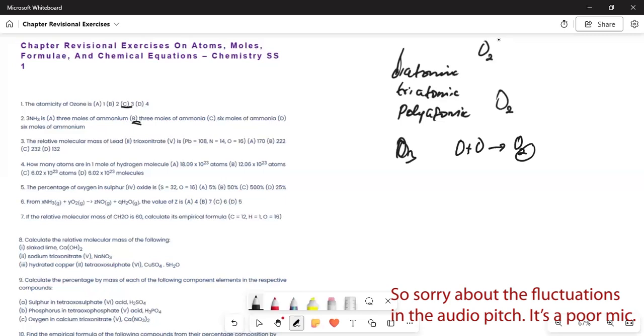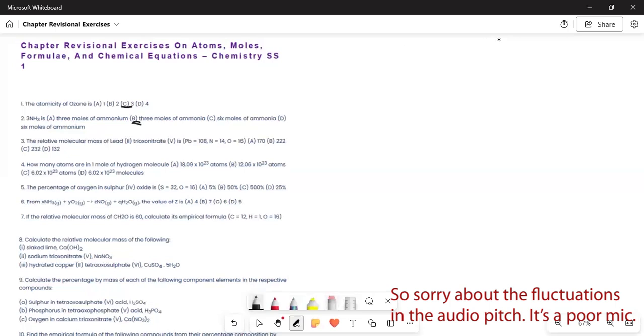And question 3 says the relative molecular mass of lead(II) trioxonitrate(V) is A 170, B 222, C 232, then D 132. Lead(II) trioxonitrate(V), the formula is Pb(NO3)2. And they have given us the relative atomic masses of the respective elements. Lead is 208, nitrogen is 14, oxygen is 16. So that will be lead plus these 2 here, which affect both nitrogen and oxygen, so I'm going to place it in front to multiply all the relative atomic masses of these elements here. So 14 for nitrogen, then oxygen is 16, but there are 3 atoms of oxygen there.